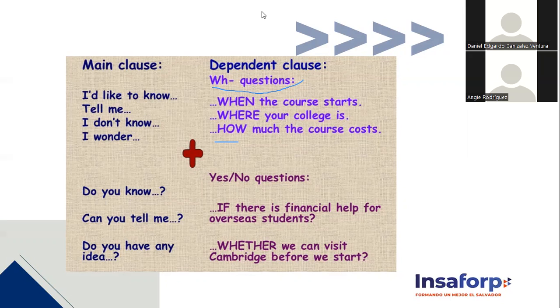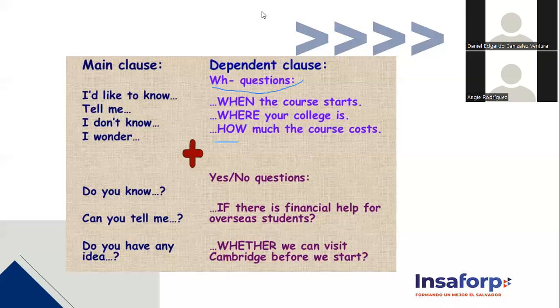Do you know if there is a financial help for overseas students? Could you tell me if there is blah, blah, blah? Do you have any idea whether we can visit Cambridge before we start?